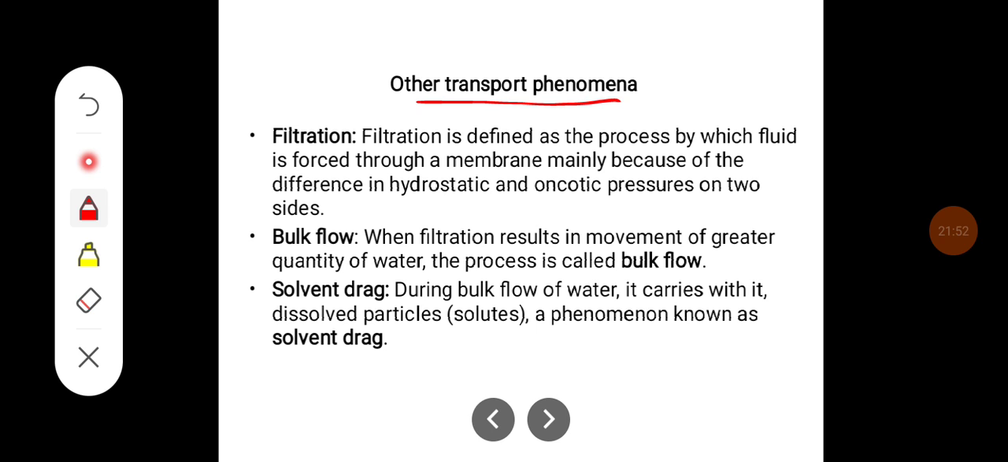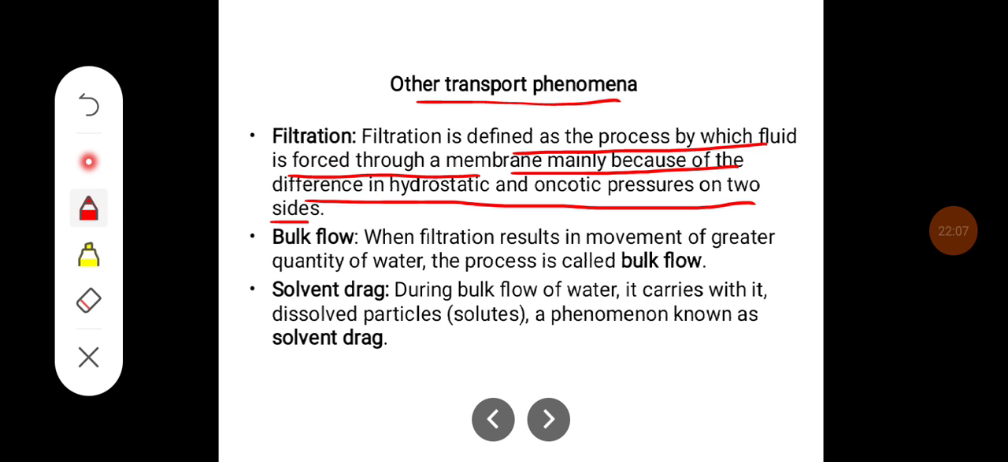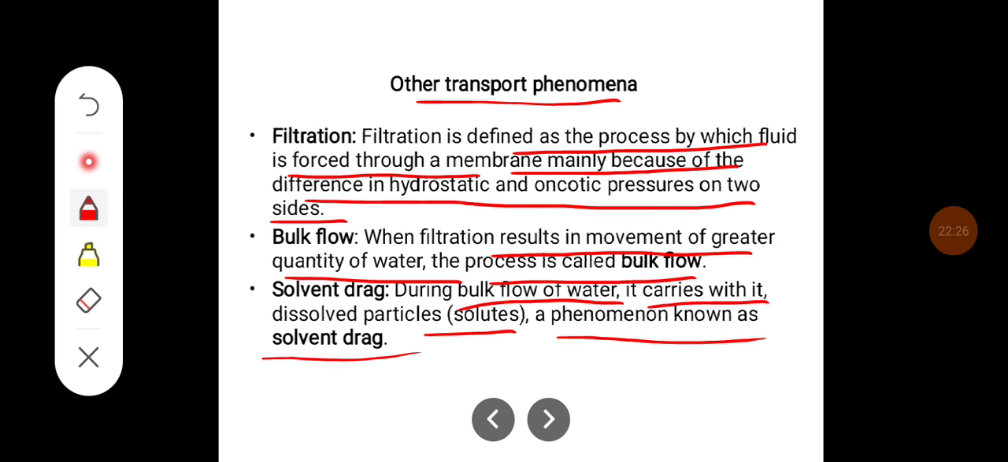The other transport phenomena. Filtration is defined as a process by which fluid is forced through a membrane mainly because of the difference in the hydrostatic and oncotic pressures on two sides. Bulk flow: when filtration results in movement of a greater quantity of water, the process is called bulk flow. Solvent drag: during the bulk flow of water, it carries with it dissolved particles, and this phenomenon is known as solvent drag.